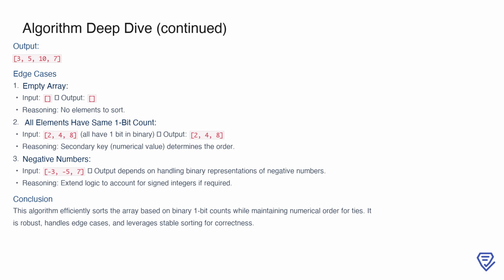To ensure the algorithm handles various scenarios, let's consider some edge cases. For an empty array, there are no elements to sort, so the output is simply an empty array. When all elements have the same 1-bit count, like 2, 4, 8, the secondary key, numerical value, determines the order, producing 2, 4, 8. For negative numbers, the output depends on how we handle their binary representations. Signed integers may require additional consideration, but the logic can be extended to accommodate this. Overall, the algorithm is robust, handles edge cases effectively, and achieves the desired sorting criteria with efficiency and correctness, making it a reliable solution for this problem.